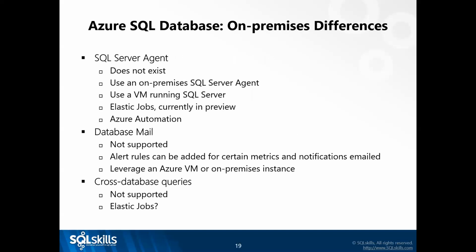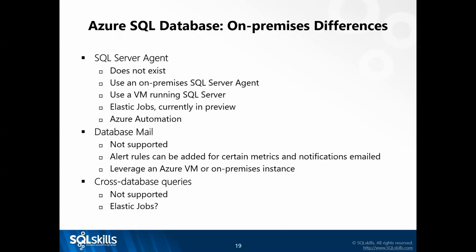So what are some differences here? When I said database as a service, that was the key. It is a database. It is not an instance. So there's no SQL Server Agent with Azure SQL Database. It's not there, doesn't exist, was never built. You can still use an on-premises SQL Server Agent or SQL Server Agent on an Azure VM. There are things called an Elastic Job, or I think now it may be called Elastic Agent. And then there's Azure Automation. So those are your two cloud services to run your scheduling.